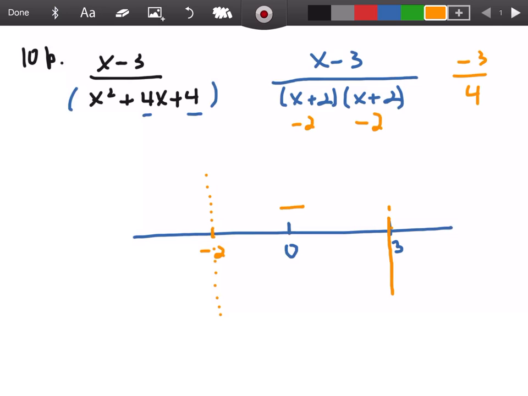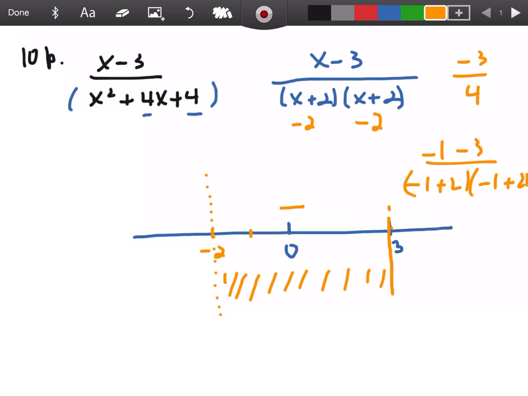And if you go to the left of 0, put in a -1, right here. -1 minus 3 on top. And in the bottom you have -1 plus 2, which is a positive number, and -1 plus 2. So once again, you're always going to have negative numbers. So the sign chart is going to be negative between -2 and 3. This whole area, I'm just going to shade it in yellow. It's all negative. Now at 3 itself, it's 0.